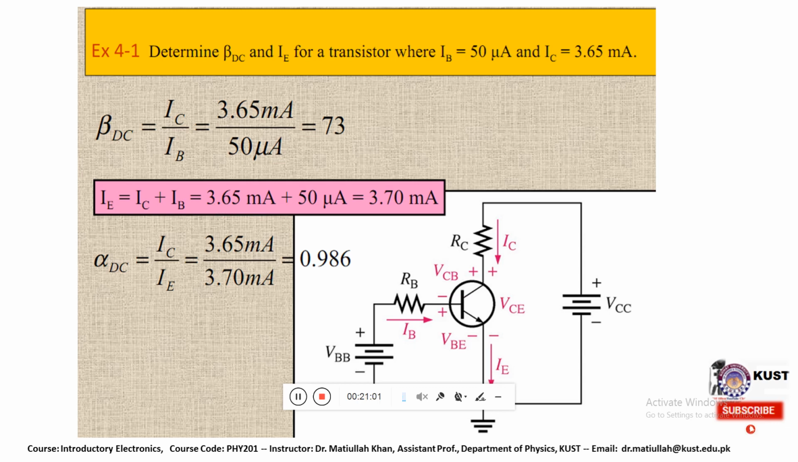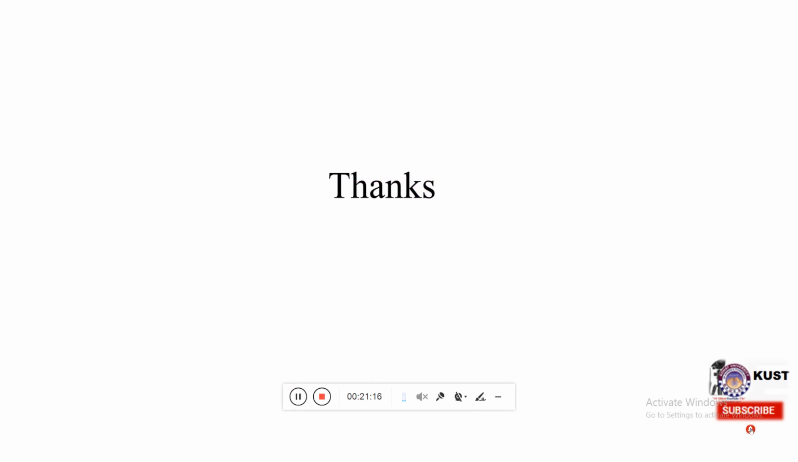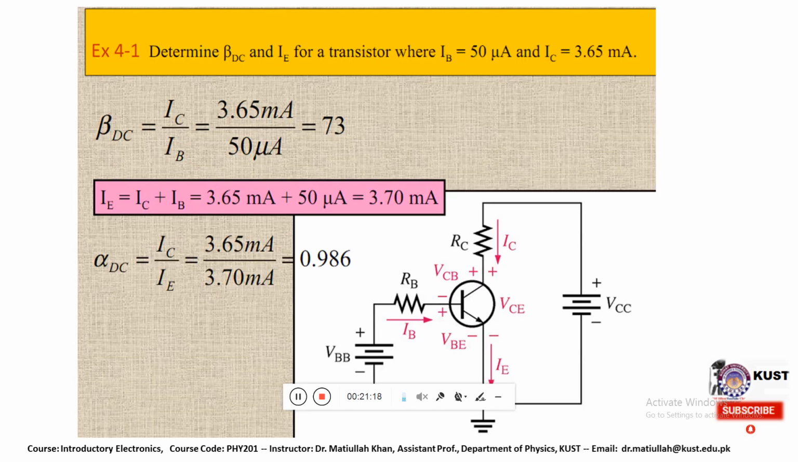This is the magnitude of the emitter current, and in the same way we can calculate the alpha DC, which is the ratio between the collector current IC and the emitter current, and we can easily calculate it. So this is what I wanted to cover about transistors and biasing for today's lecture, and I hope we can move forward in the next lecture to some other operations of the transistor.